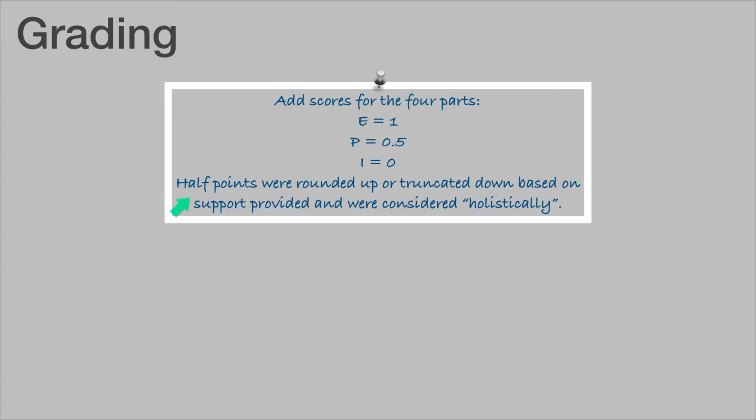And here's the grading. This was graded out of 4 points. Since there were 4 parts, each part was 1 point for being essentially correct, half a point for being partially correct, and then summed. And if there was a sum of a half point, it was rounded up or truncated down depending on how much work you showed or how holistic grading pointed you up or down.